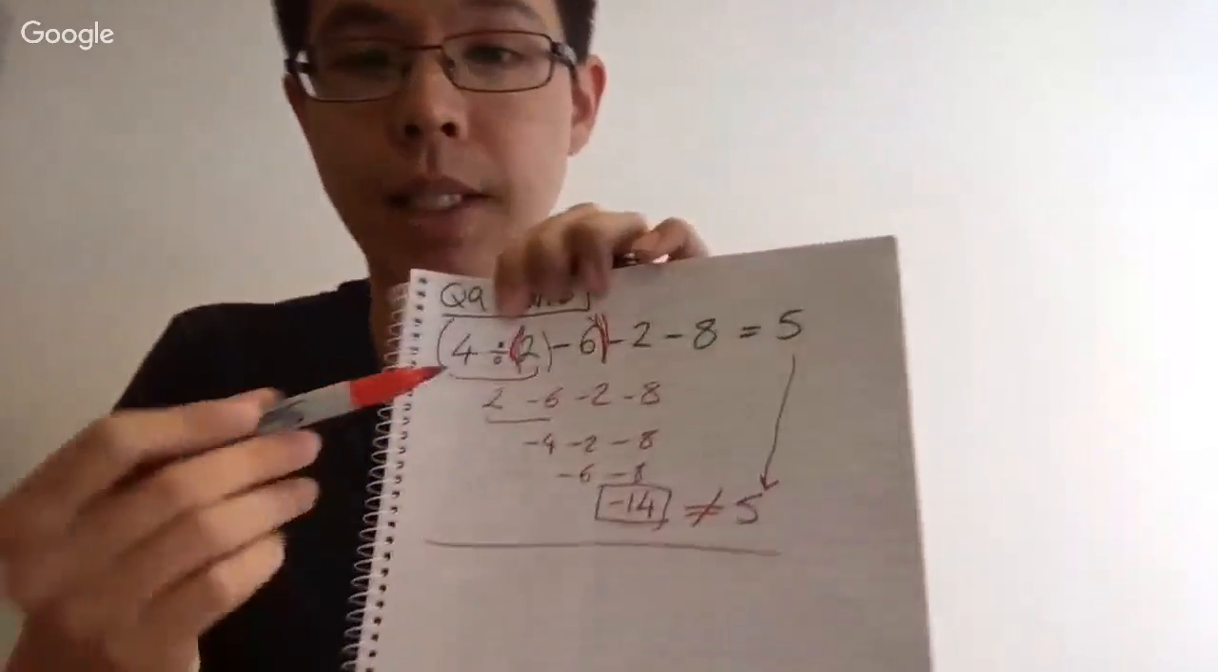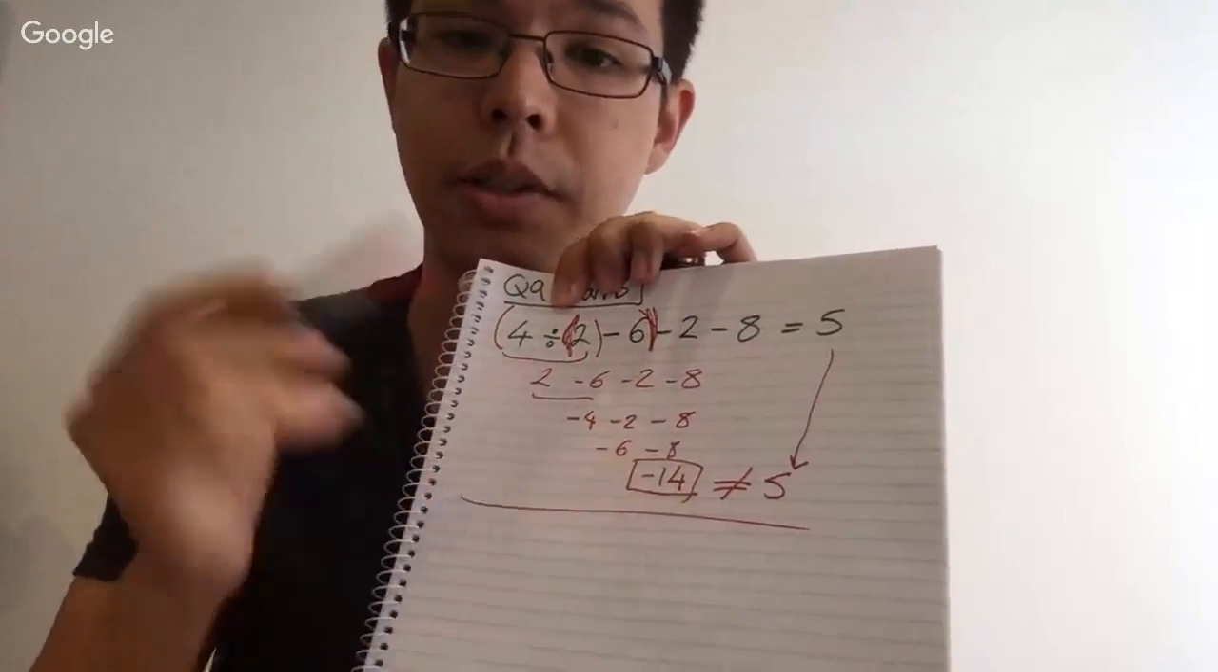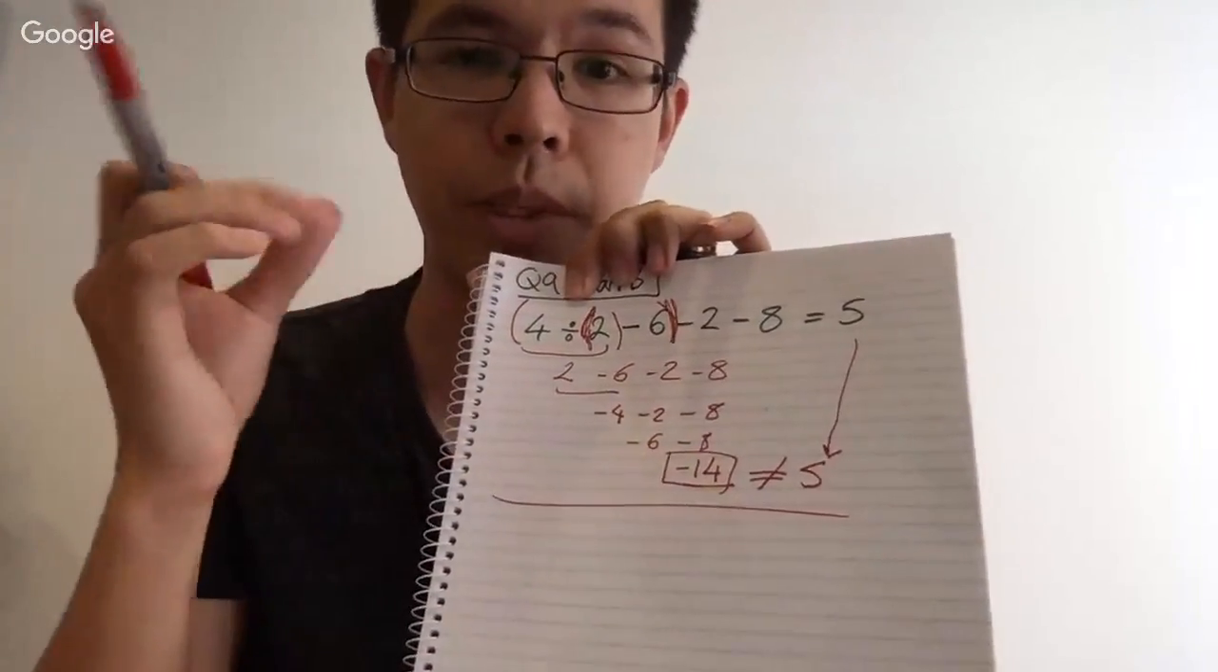Each time I put on the brackets, I did the solve again to see if I could get my answer closer and closer to 5. That's what I did. It was an iterative process.